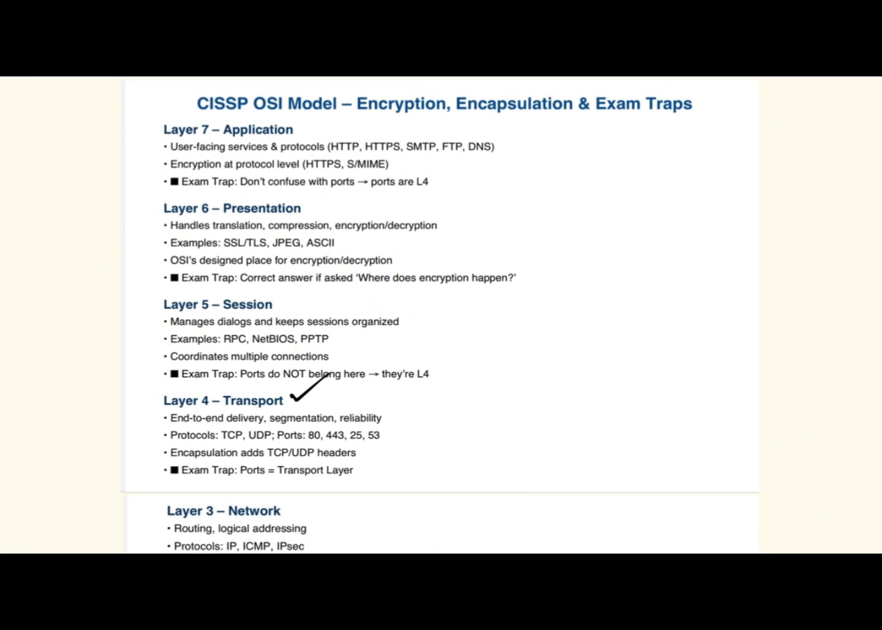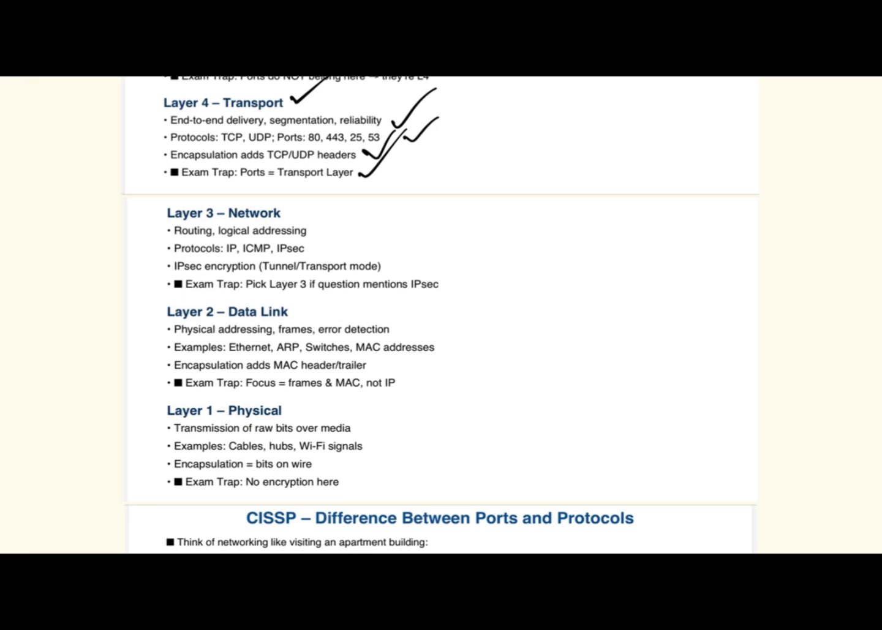So layer 4, end-to-end delivery, segmentation, reliability. So TCP, UDP, ports, right? And encapsulation adds TCP and UDP headers. So it is transport layer. Layer 3, logical addressing, routing protocols, IP, ICMP, IPsec, right? IPsec encryption, tunnel and transport mode. So pick layer 3 if question mentions IPsec.